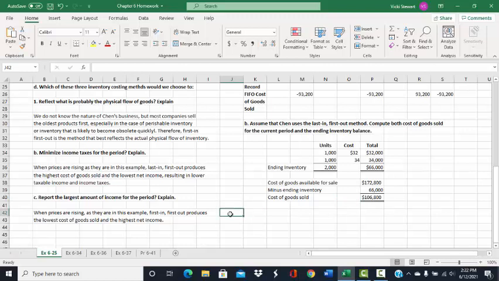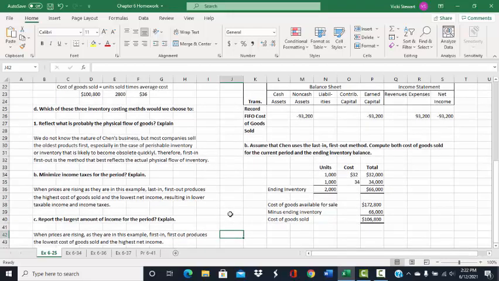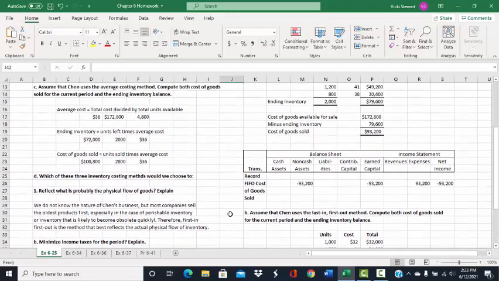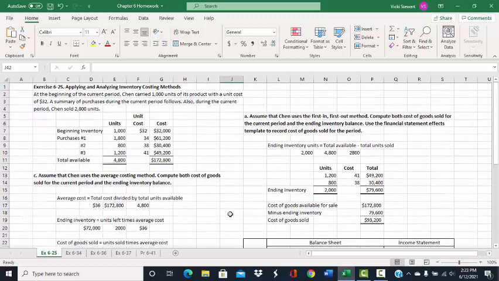In the C portion, it asks which of the three inventory costing methods would we choose to report the largest amount of income for the period. Well, when prices are rising, as they are in this example, first in, first out produces the lowest cost of goods sold and the highest net income. And that is the conclusion of the demonstration for exercise 625.